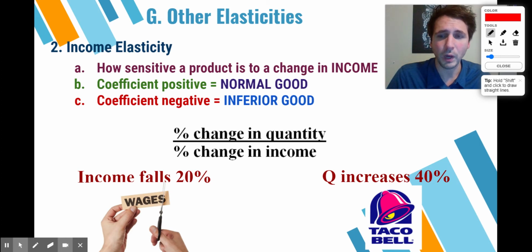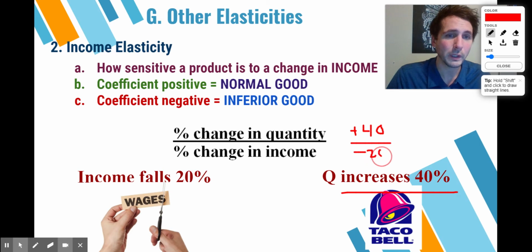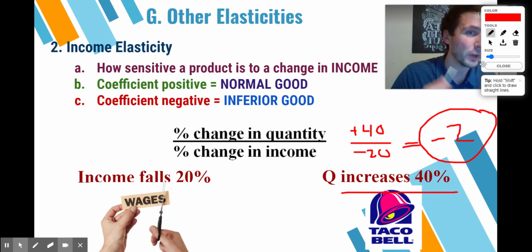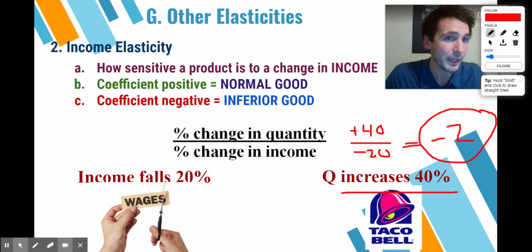My percent change in quantity is plus 40. Again, we care about that value for these ones, so plus 40. If my income falls by 20%, that's going to be negative 20 here. That's going to kick out a coefficient of negative 2. When it's negative, is that normal or inferior? Of course, it's inferior. Negative is always an inferior thing. So, income elasticity, when you have a negative coefficient, they're inferior goods. In other words, Taco Bell is an inferior good.